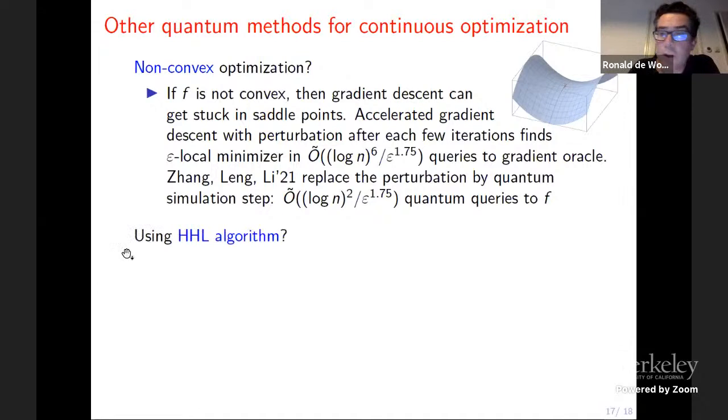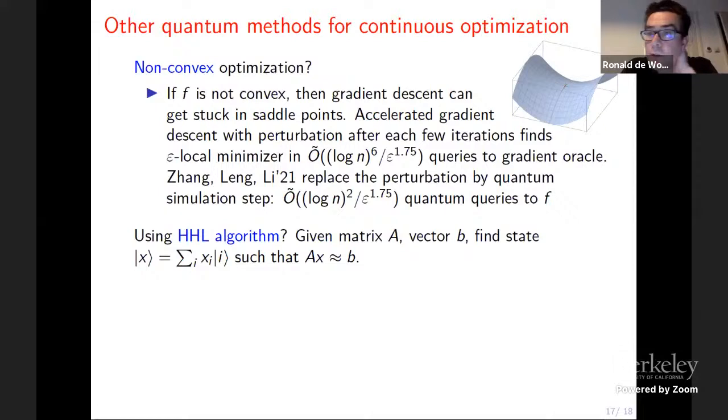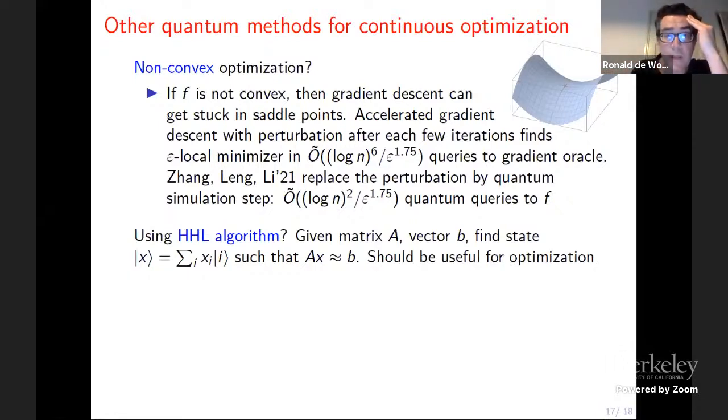And last but not least, I want to say a little bit about the HHL algorithm, because you might think, why on earth have I not mentioned the HHL algorithm yet? It should be super useful for optimization. Right, so what does HHL do? I give you a matrix A, I give you a vector B. HHL gives you the solution vector X of the linear system as a quantum state. So the vector of amplitudes of the state ket X is going to be the solution to your linear system. And this should be very useful.